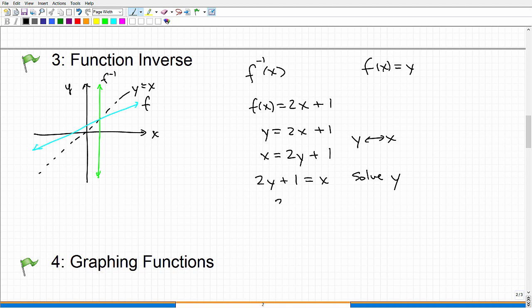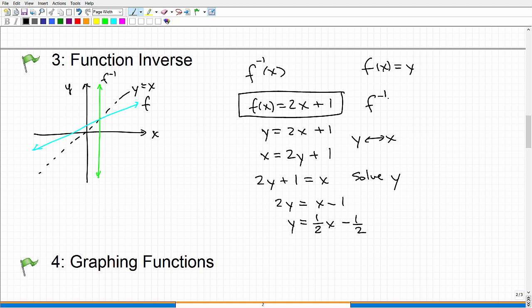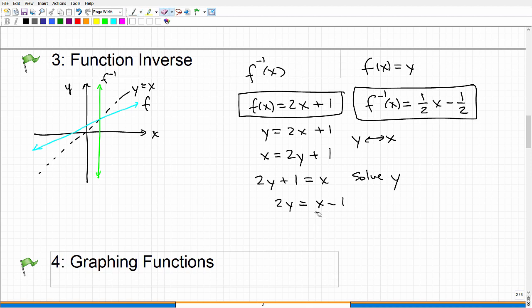So let's do that real quick. 2y is equal to x minus 1, and then I'm going to divide everything by 2. So y is equal to 1/2 x minus 1/2. So this is the inverse function. If my function was this, I would use the notation f inverse of x is equal to 1/2 x minus 1/2. That's my inverse. So again, I'm going very quick. This is meant to be like a power review, just like your teacher would give you.